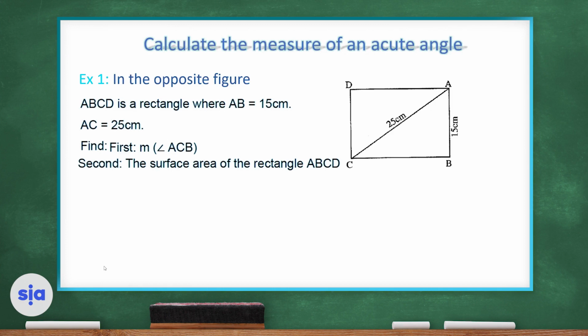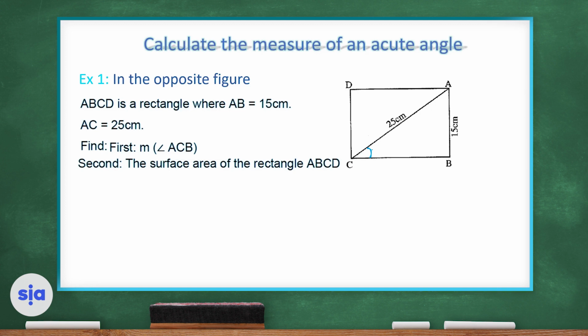In the opposite figure, ABCD is a rectangle where AB is equal to 15 centimeters and AC is equal to 25 centimeters. The first thing to find is the measure of angle ACB. So the question wants us to find the measure of this angle, which is angle ACB.